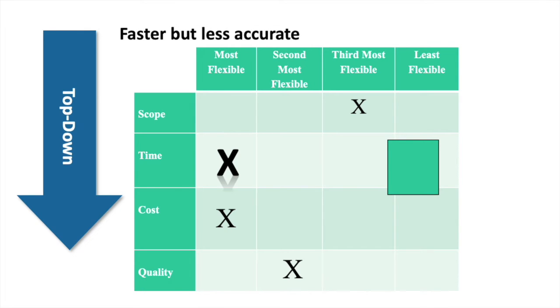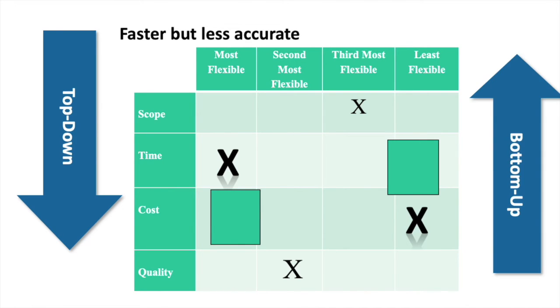Now when we change that a little bit and we make time the most flexible and we make cost the least flexible, then we should probably do a bottom-up because cost is crucial. So we only have a limited amount of money to spend, and we have to make sure that we spend that on the appropriate items. And the only way to do that is to take the time to determine what those appropriate items are. So when you have cost as the least flexible and you have time as the most flexible, then bottom-up is the way that you want to go.